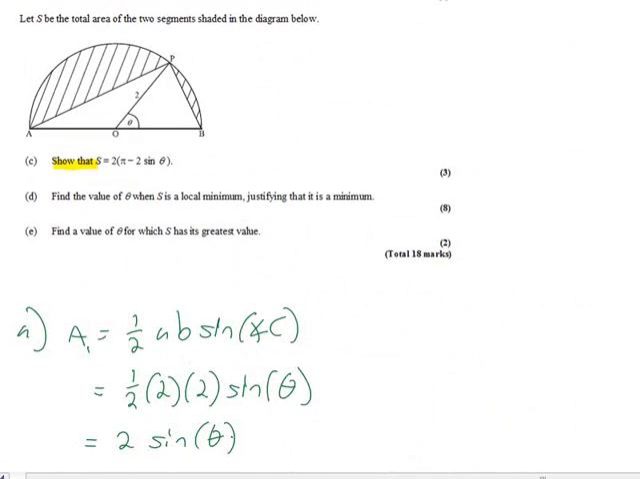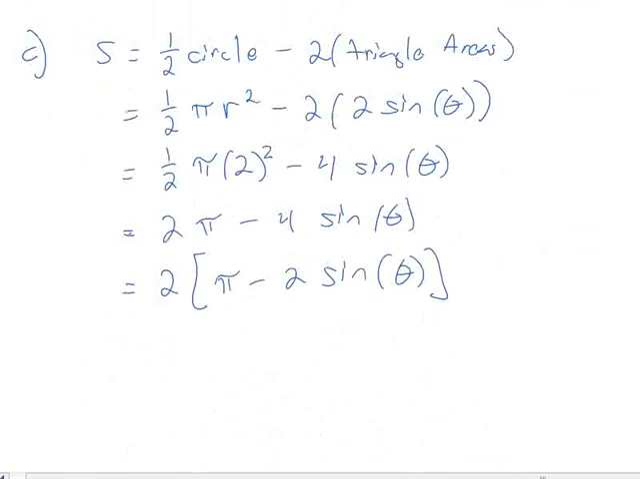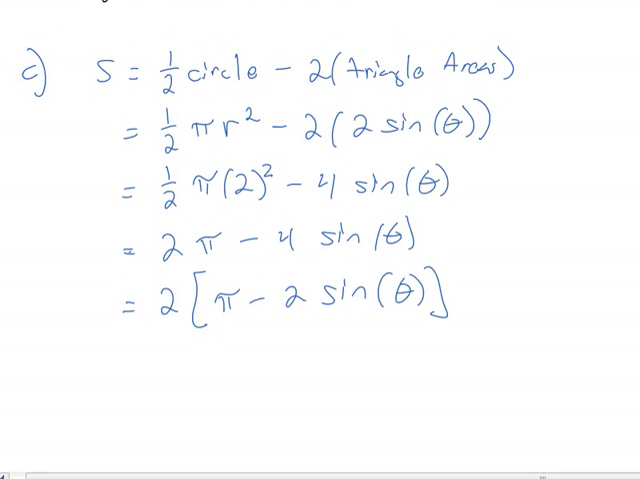For part D, it says to find the value of theta when S is a local minimum. So basically, when is the area given minimized? And we'll try and justify that it is the minimum. So this is an optimization question. We're going to try and optimize our formula for area, S.